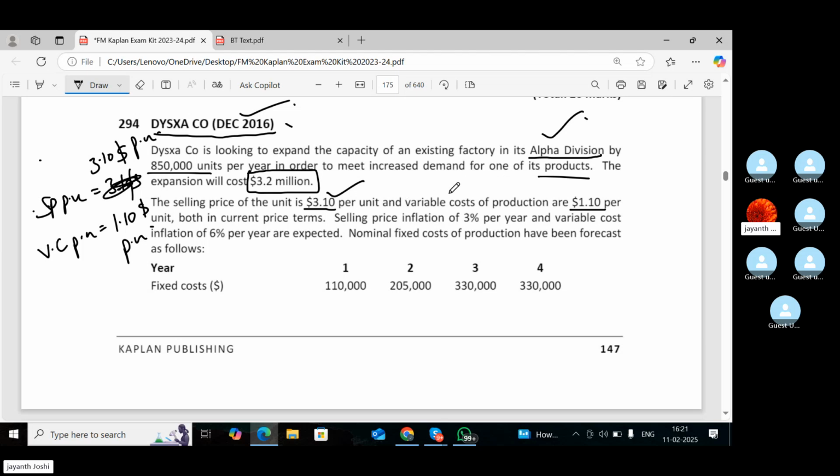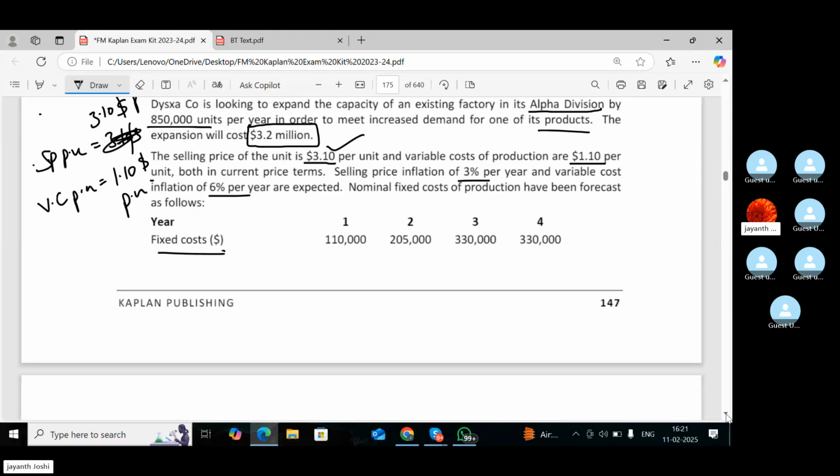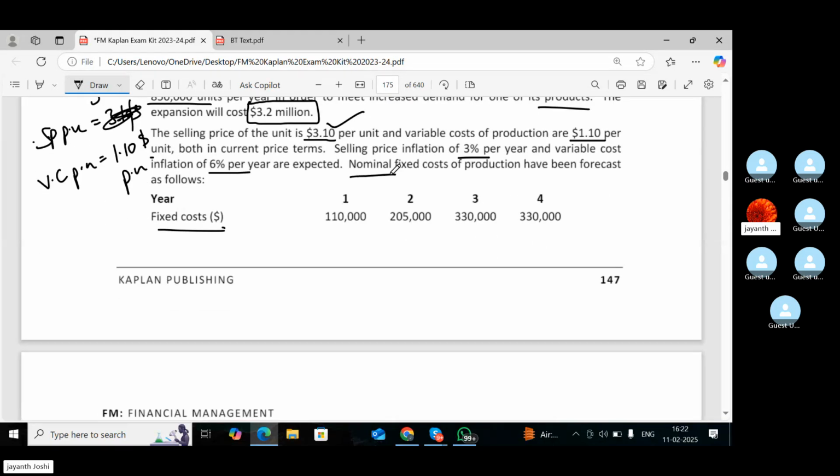Selling price is going to get inflated by 3% per year and variable cost is going to get inflated by 6% per year. That is the expectation. Nominal fixed cost of production have been forecast as follows. The fixed costs have been given to you, and these are the nominal fixed costs. That means these are inflation adjusted fixed costs. That's the reason why they are nominal fixed costs.